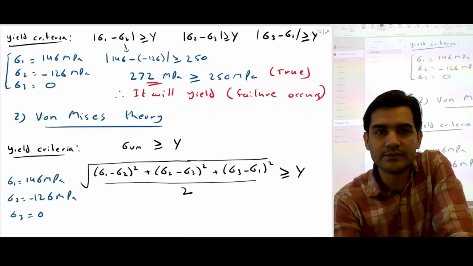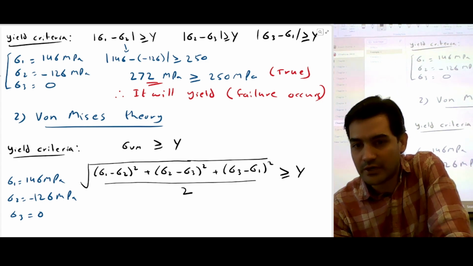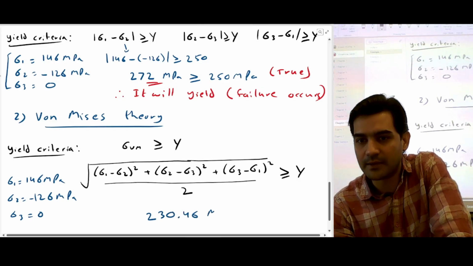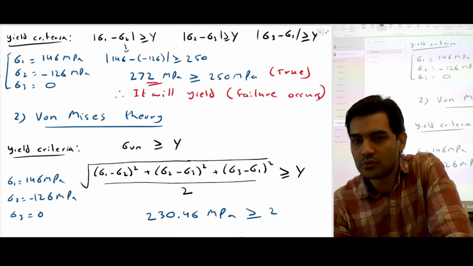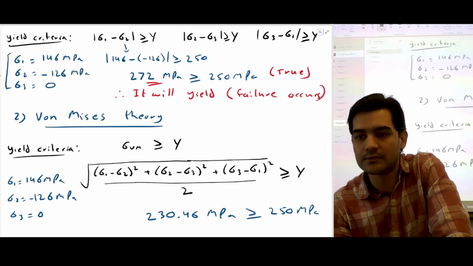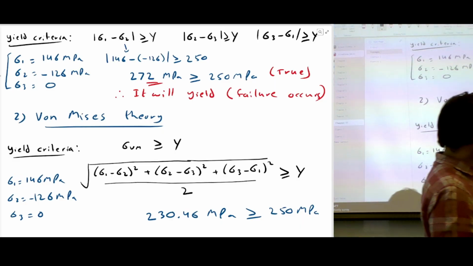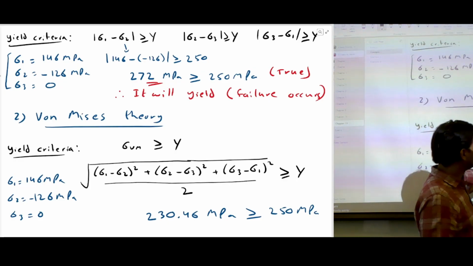So you guys can try to solve this and let me know what values you are getting. But if you solve this, I am getting 230.46 megapascals, which is greater than or equal to 250 megapascals. So in this case, this is not true, right? Our stresses, which we are getting from strain energy, from von Mises stresses.